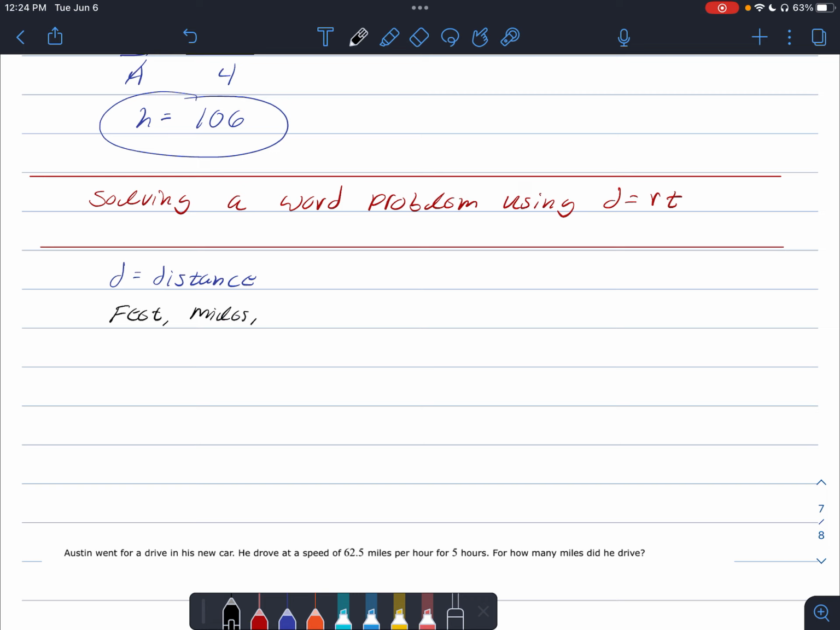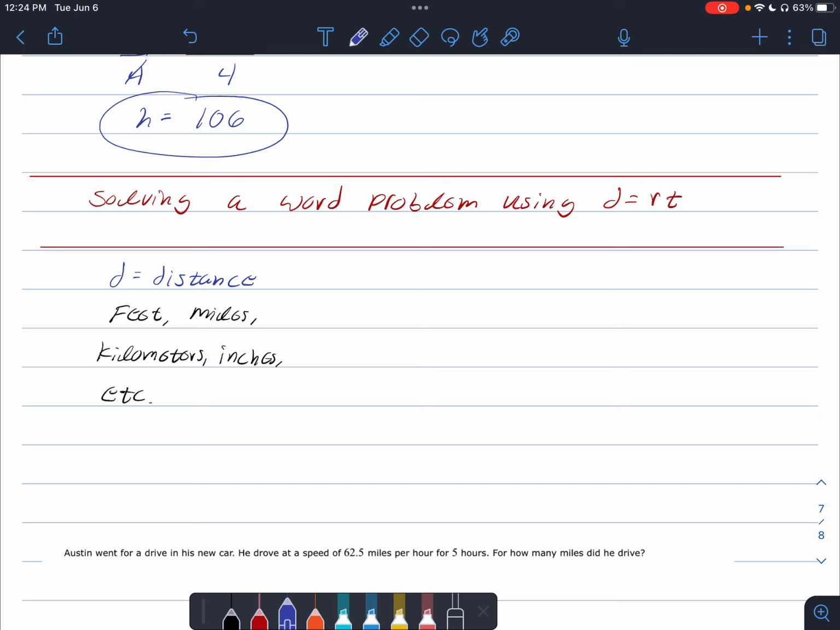For this situation, you'll oftentimes have this expressed in maybe feet, miles, kilometers, inches, etc. Some kind of a length or a distance measurement.